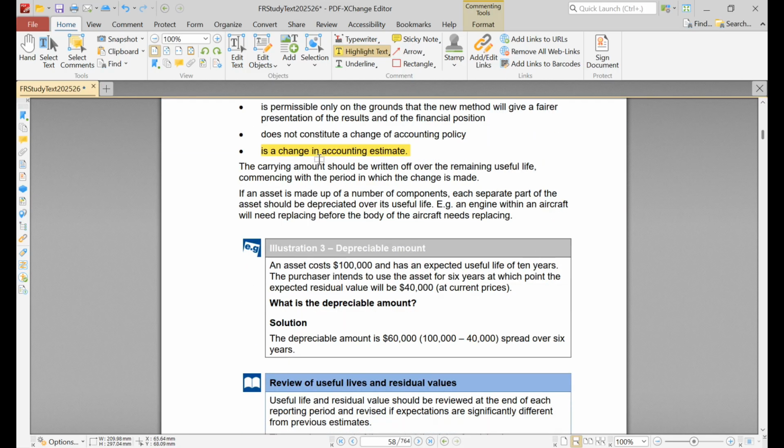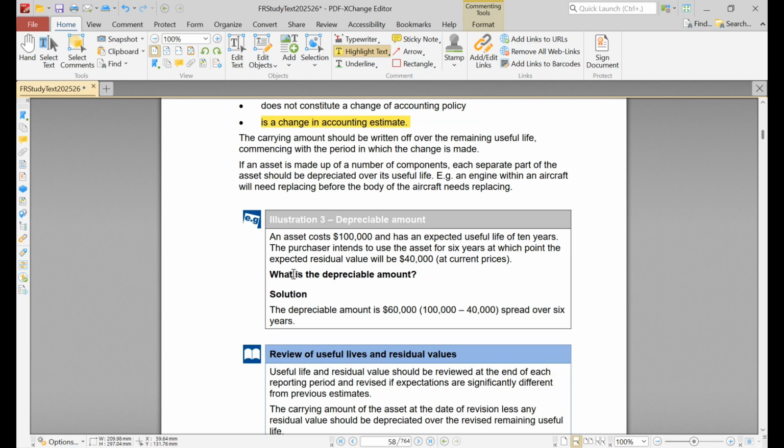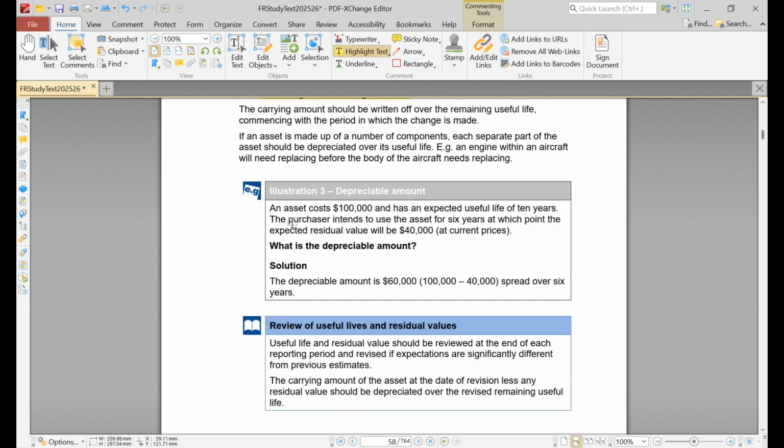Now, the carrying amount should be written off over the remaining useful life, commencing with the period in which the change is made. This would be better understood with this illustration. An asset costs 100,000 and has an expected useful life of 10 years. The purchaser intends to use the asset for 6 years, at which point the expected residual value will be 40,000. What is the depreciable amount? This is a pretty straightforward question. Depreciable amount is simply cost minus the residual value, which is $60,000.